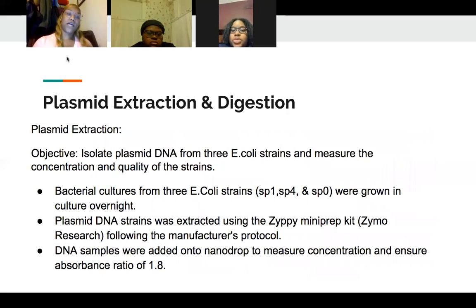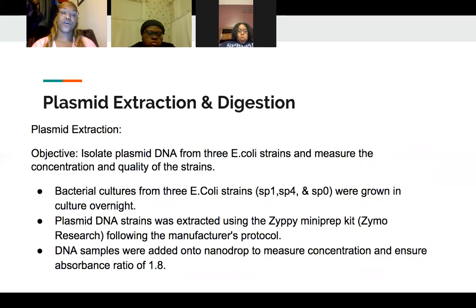In order to analyze MSH2, a number of experiments were constructed. The first one was plasmid extraction. The objective of this was to isolate the plasmid DNA from 3 E. coli strains, SP1, SP4, and SP0, and measure the concentration and quality of these strains.